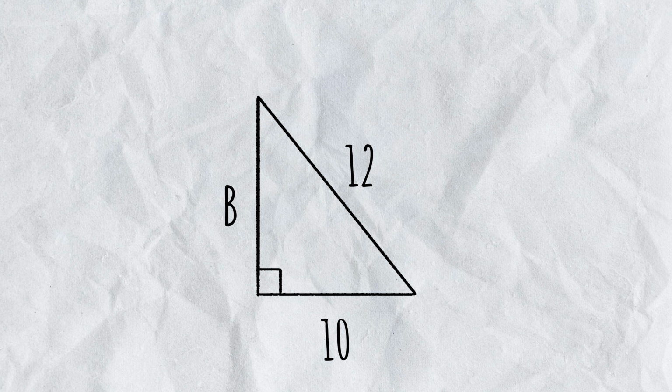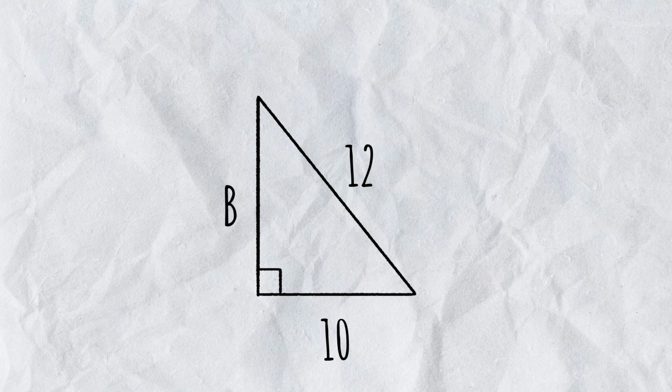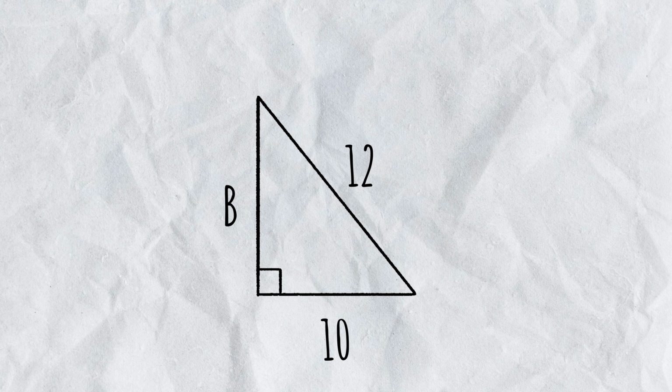So the formulas are actually quite simple for this. We either need to look at a squared, take away c squared if side B is missing, and that gets us b squared, or we do c squared, take away b squared if we're going to find a squared.